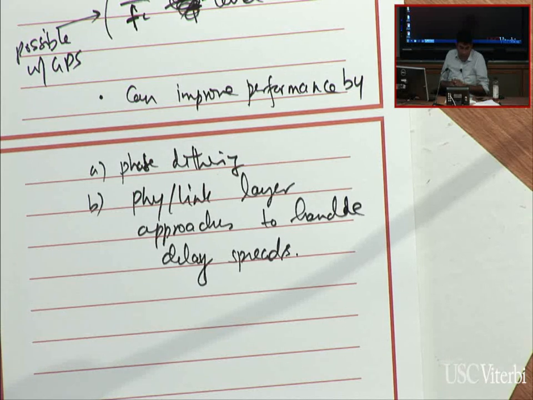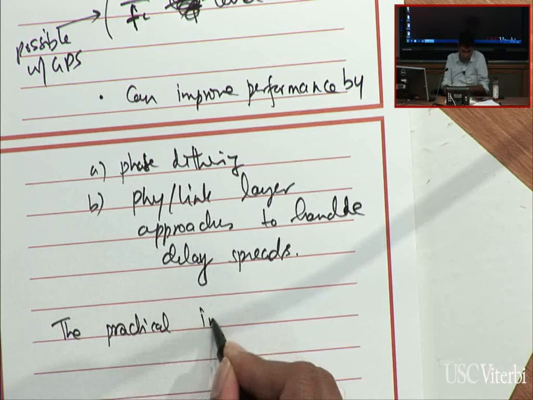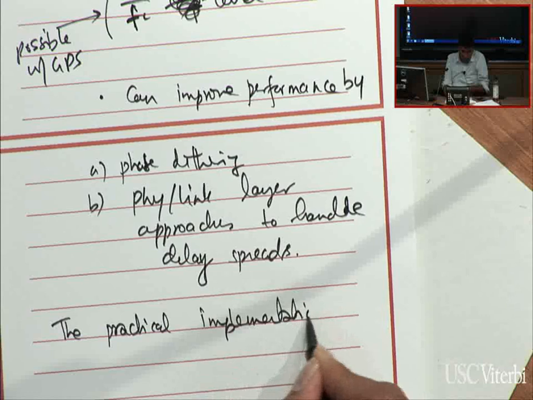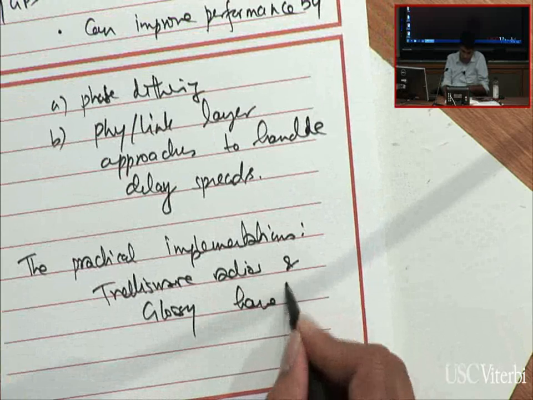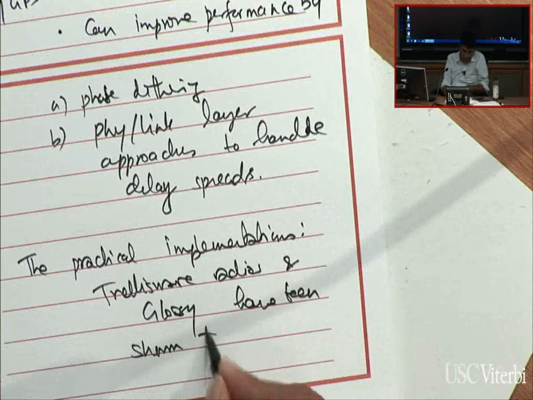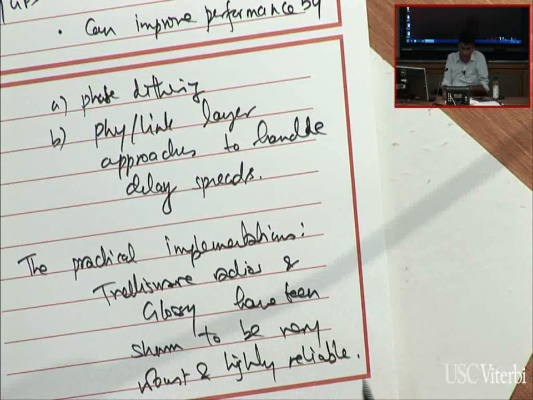And the practical implementations, both Trellisware radios and Glossy, have been shown to be very robust and highly reliable. And when I say highly reliable, I mean, for example, that if you use Glossy in a multi-hop wireless network, you get close to 100% of your packets that are sent by any node in the network.